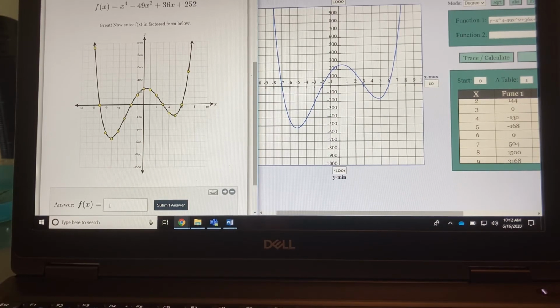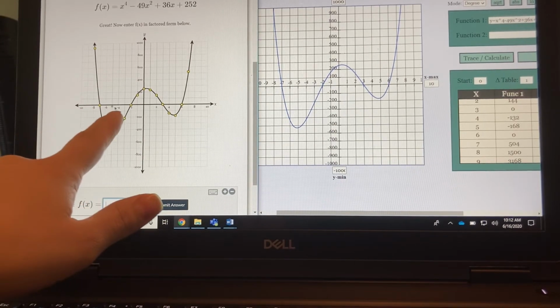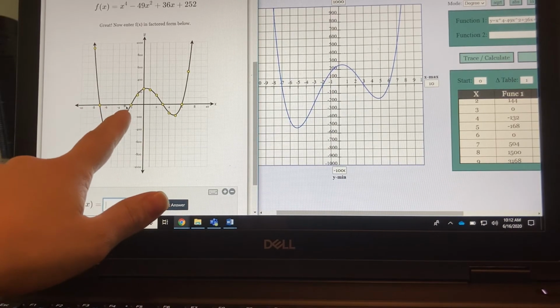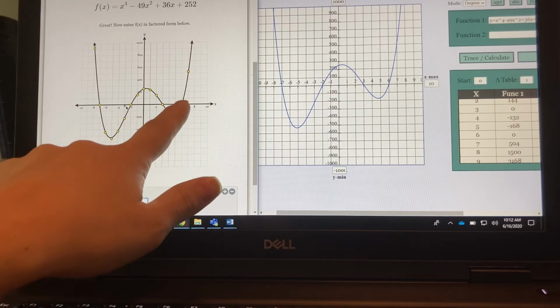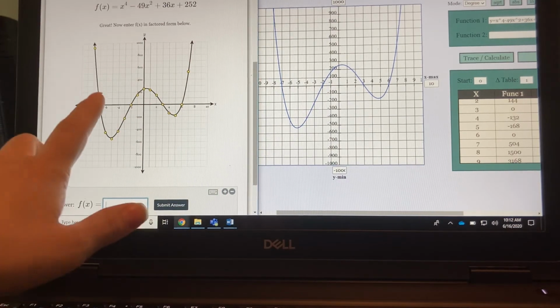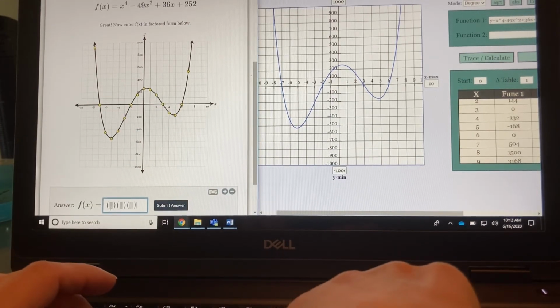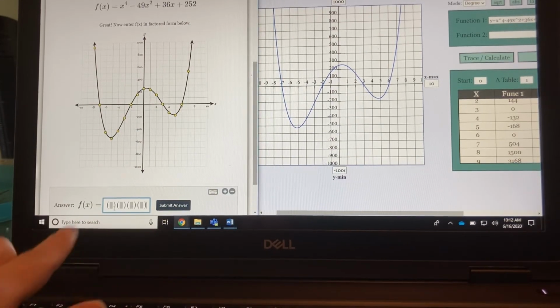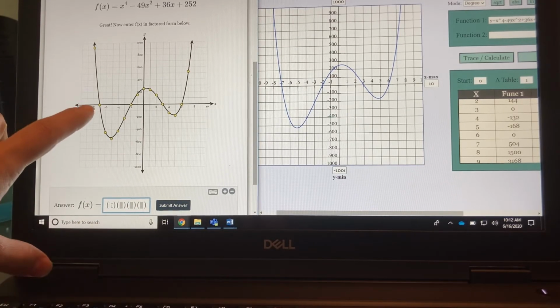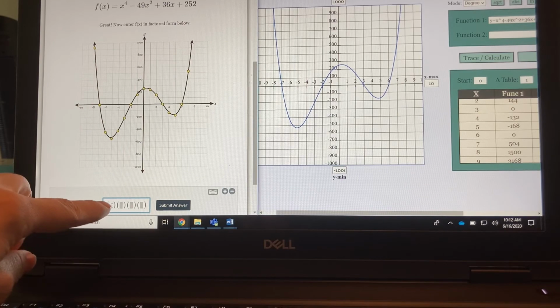Now there's another part here, you have to write it in factored form. Now what's really important is your factors are going to come from these zeros. So -7, -2, +3, and +6. There's 1, 2, 3, 4 times that it crosses the x-axis, so I'm going to put in 4 parentheses down here. For each time it crosses, you're going to make a factor down here.